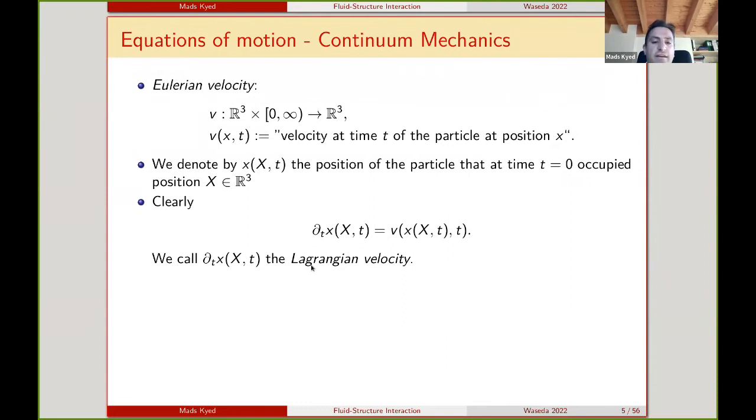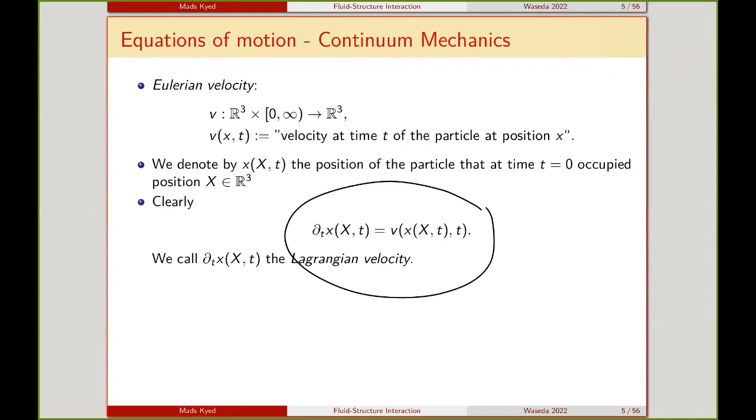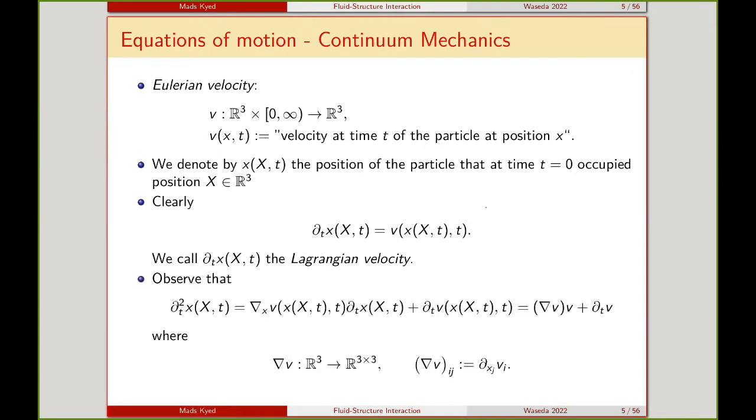Okay, and this velocity we can also express in terms of the Eulerian velocity. So we have the identity that you see here on the screen. By the way, if I do like this, can you see that I'm drawing on the screen? Yeah. Okay, good.